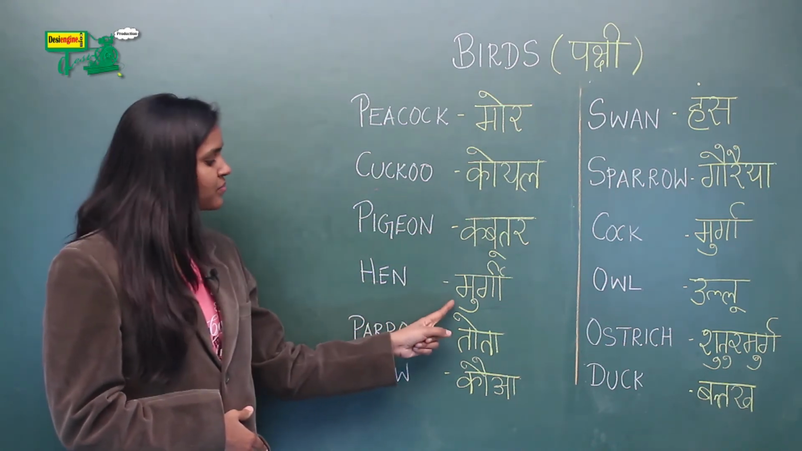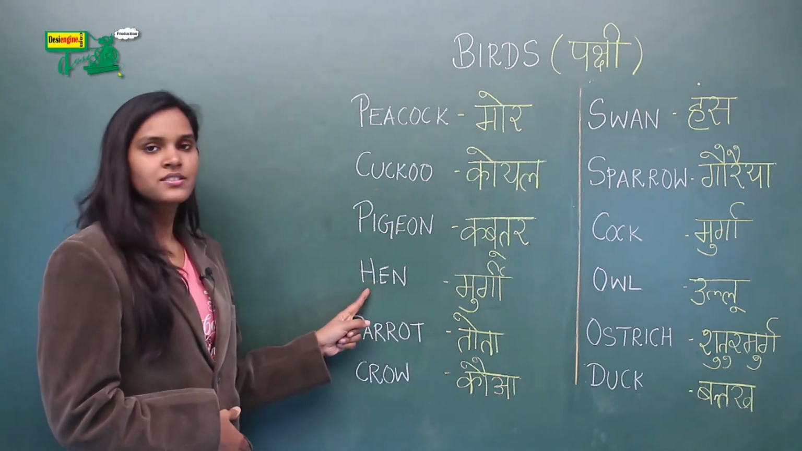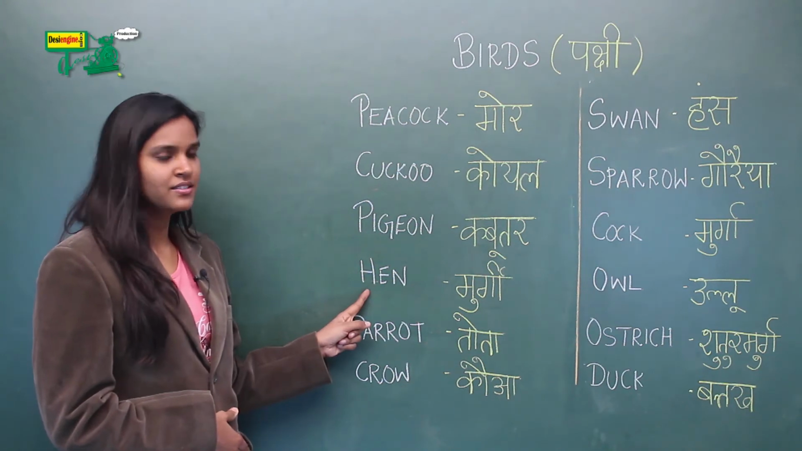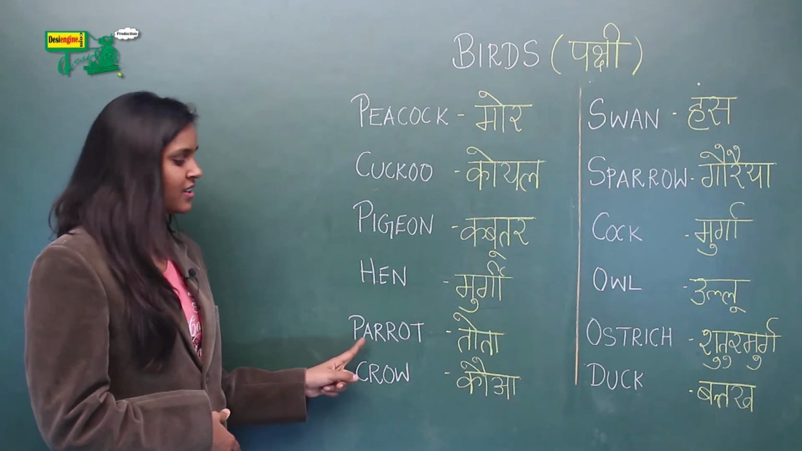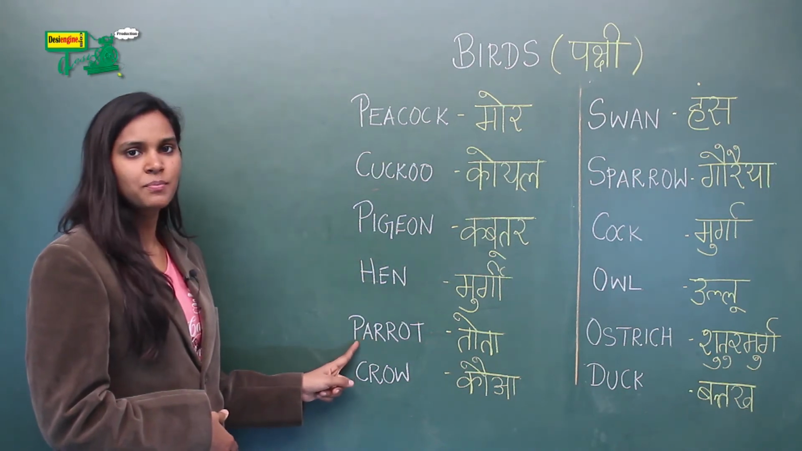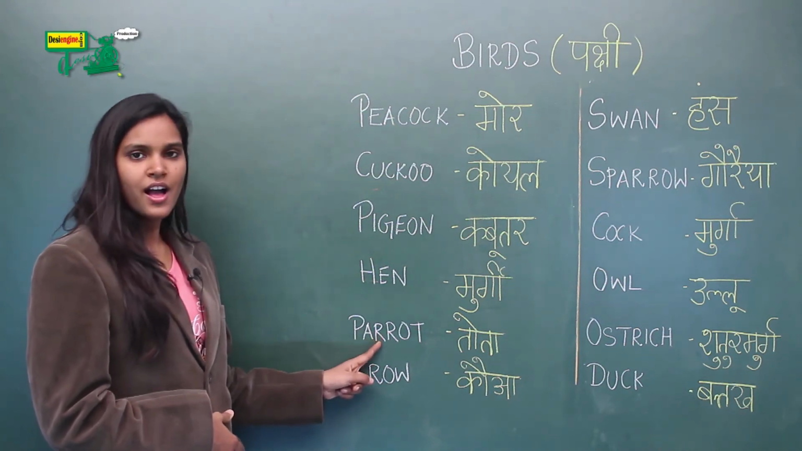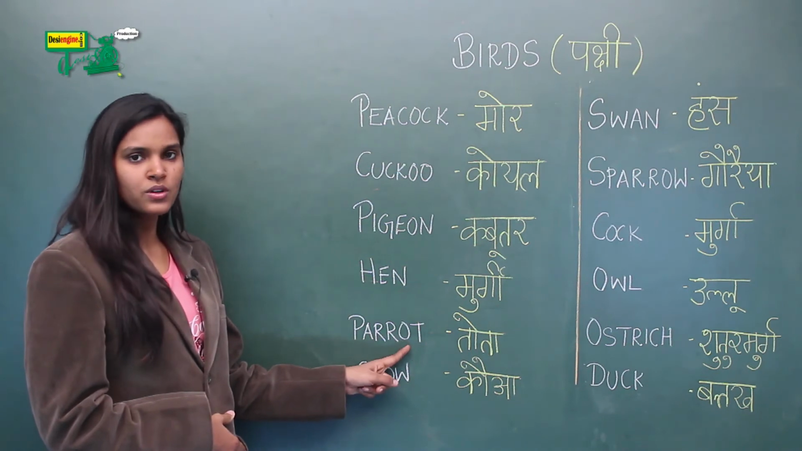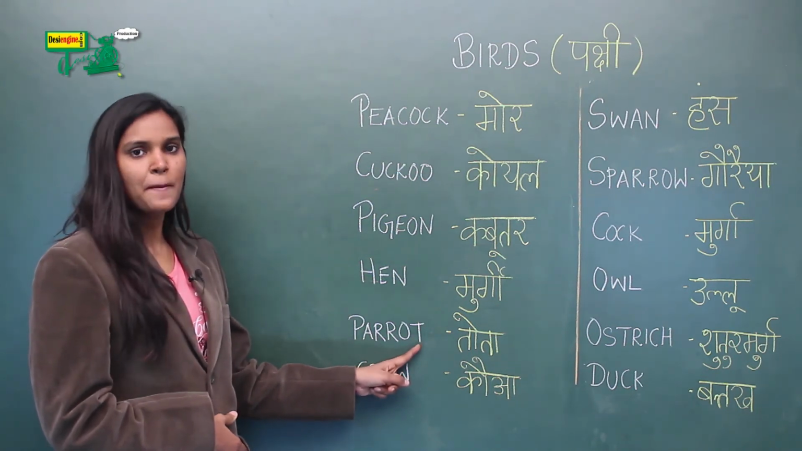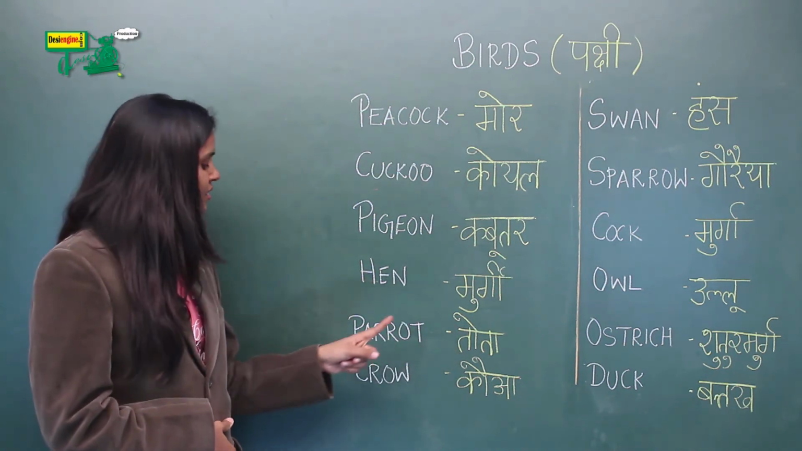Hen. This means murgi. Say it again. Hen. The next bird is parrot and it is spelled as P A R R O T. Parrot. इसका मतलब होता है तोता.